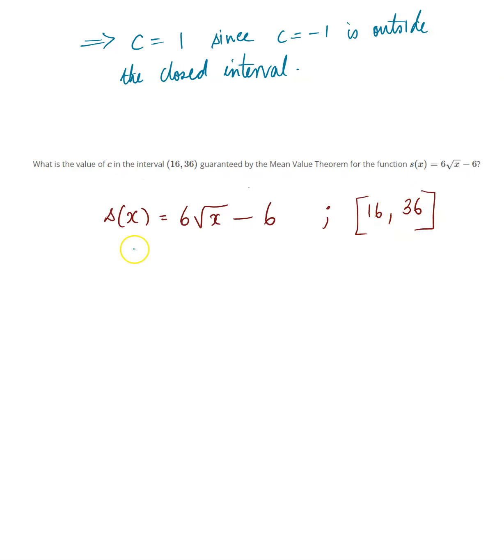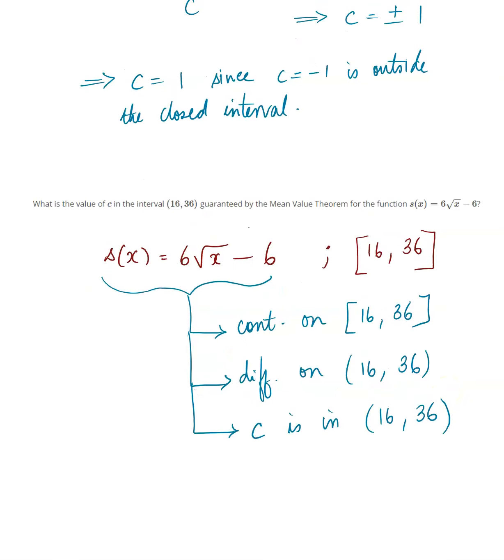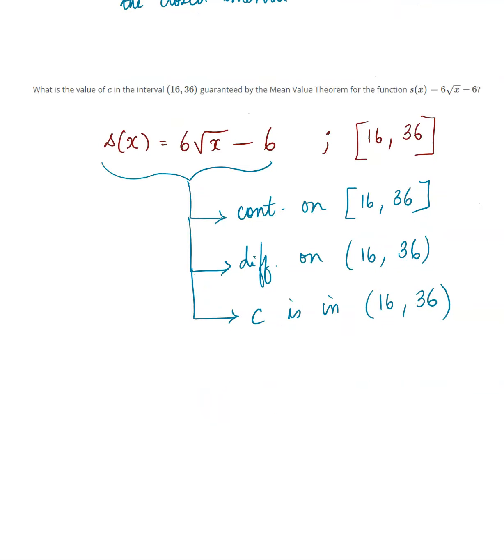But then I will also make an observation and I say this one is continuous on this closed interval and it's differentiable on the open interval 16 to 36, which means it's the interior. So c is in this interval, and therefore it's justified as to why they did not give it as a closed interval. All right, now it's time for us to use MVT. So let me write s of x to be 6 square root of x minus 6.